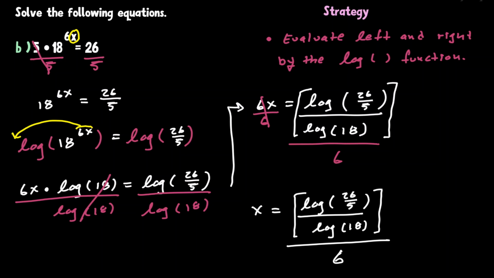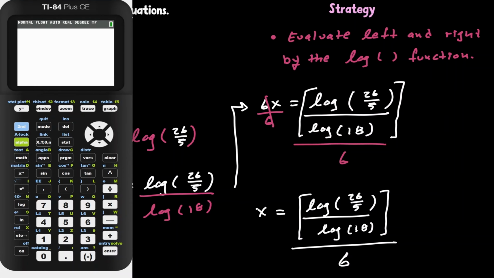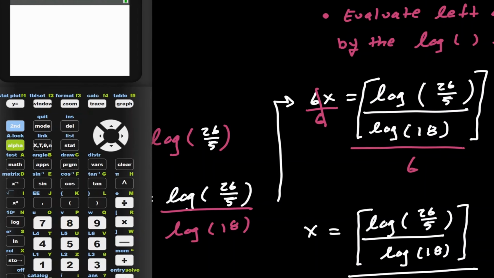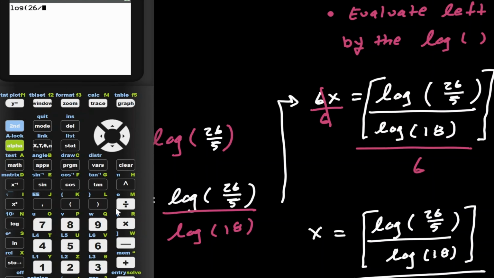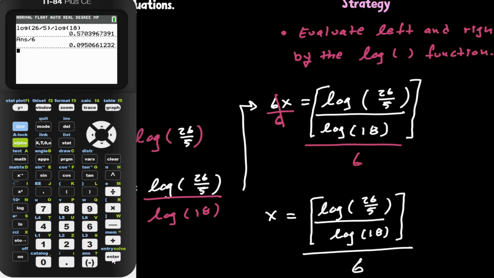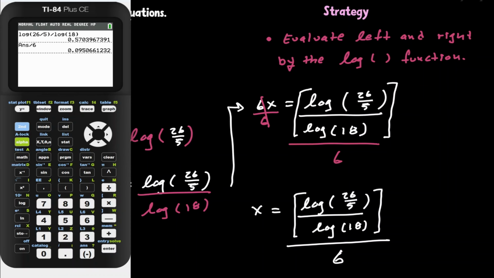Now let's find that value using our calculator. Let's start by finding the whole numerator. So 0.57 is what we have on the numerator. So now let's divide that by 6. So here we have our conclusion. X is equivalent to 0.09.